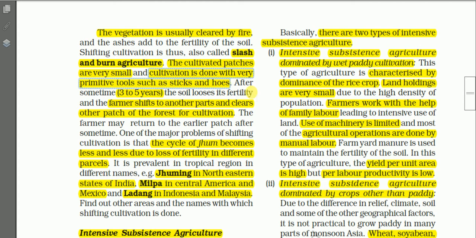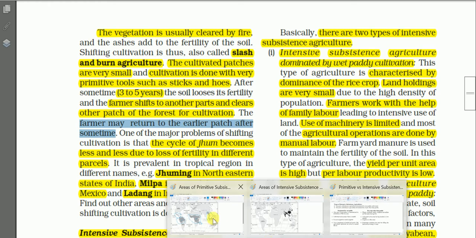So after some time, that is after 3 to 5 years, the soil loses its fertility, and the farmer shifts to another part and clears another patch of the forest for cultivation. So this is another feature. The farmer may return to the earlier patch after some time, and this is what I call jhum cycle. I think you're also familiar.